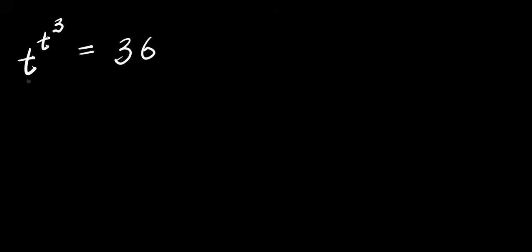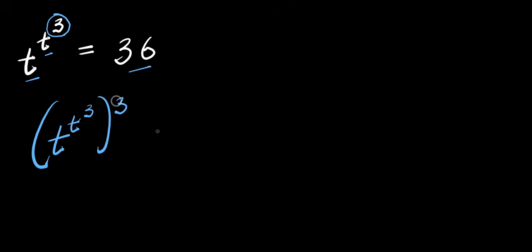Hello, how to solve t to the power of t to the power of 3 equals 36, solving for the value of t that satisfies this equation. So I can raise each part of this equation to the power of 3 because there is 3 here already. t to the power of t to the power of 3, raised to the power of 3, and this equals 36 raised to the power of 3.